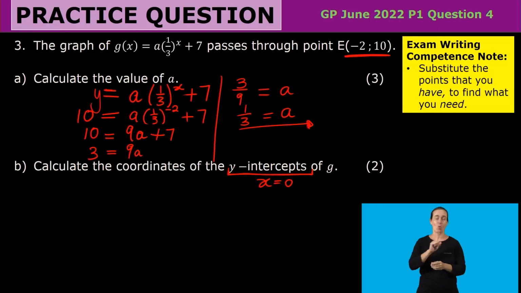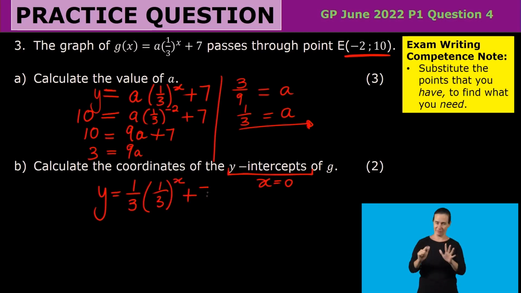It is asking us for the y-intercept. We do not need a sketch to calculate these values. We can just use the information that we know. So for a y-intercept, we know that x is equal to 0. So let's go ahead and calculate that y-intercept. We are going to use y is equal to, and remember, we now know what the value of A is, so do not continue using A because you've already calculated A. So we are going to say 1/3, multiplied by 1/3 to the exponent of x, and then we add our 7.